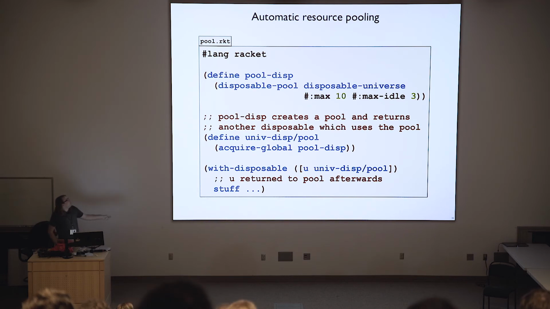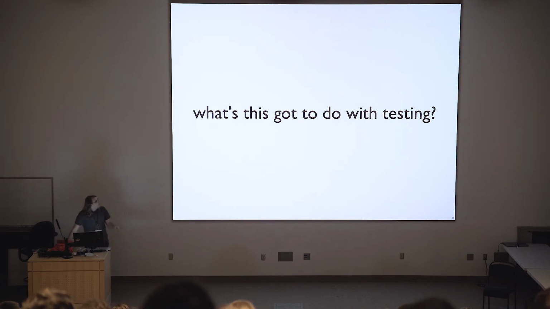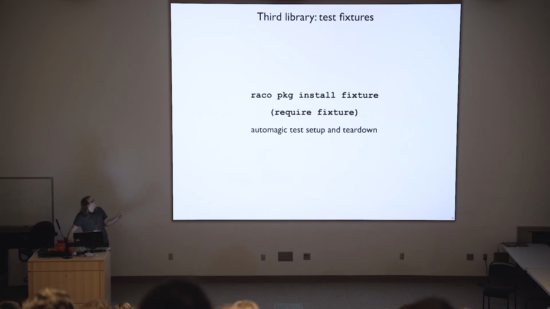So we can take this pool disposable, and this is a disposable that will give you a pool. So we acquire the pool globally, and then this pool is itself a disposable that you can use to get a value from the pool. So here, we have a global pool that will be cleaned up at the program exit and destroy all the universes, and we have a way to lease values from the pool with disposables. So this might not seem like it's related to RackUnit directly, but that's where my third package comes in.